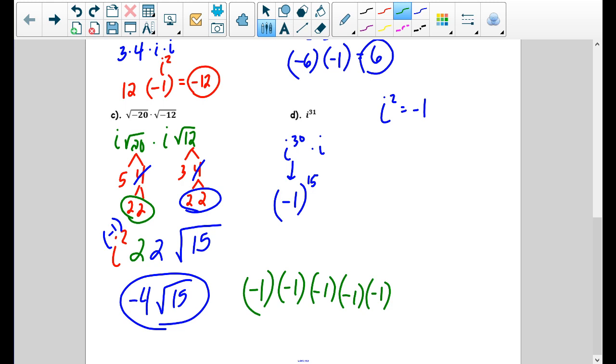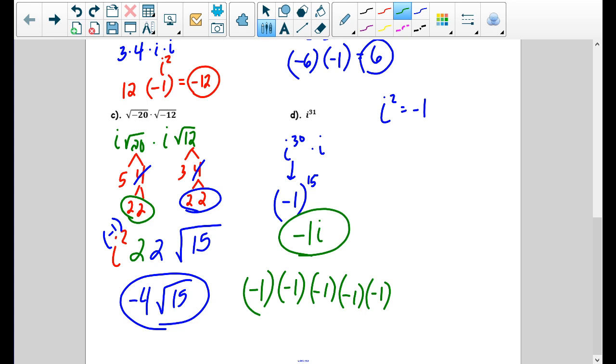So if I have 15 of them, what's it going to be? Positive 1 or negative 1? Negative 1. And this i I can just bring on down. So negative 1 i, or negative i, is our solution there. Okay? Does everyone kind of see that? We're looking for those pairs. How many pairs can I pull out? Well, I can pull out 15 pairs, and those pairs are going to be negative 1, right? And then I look at this 15. Well, this 15 is odd, so it's going to give me a negative 1 with one of these i's left over.